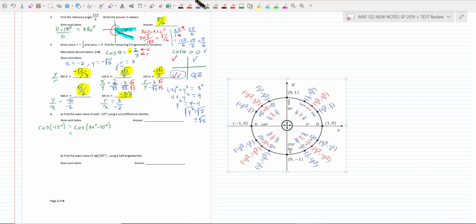So the cosine identity goes like this. You do the cosine times the cosine, different sign, sine times sine. So I taught you how to go cosine, cosine, sine, sine, different sign.